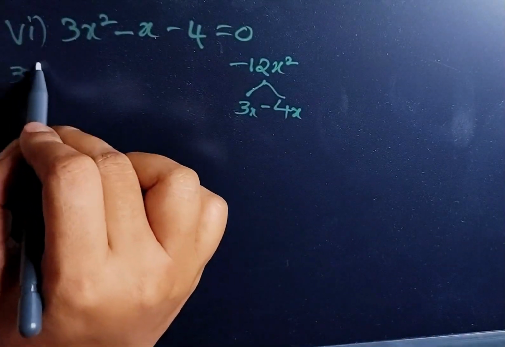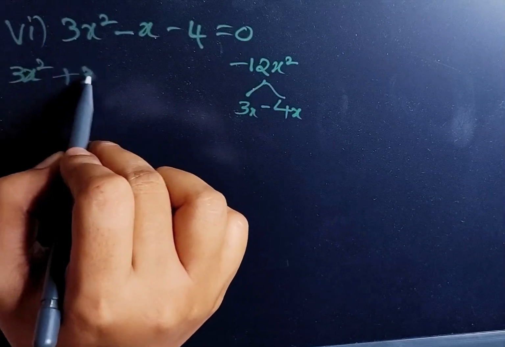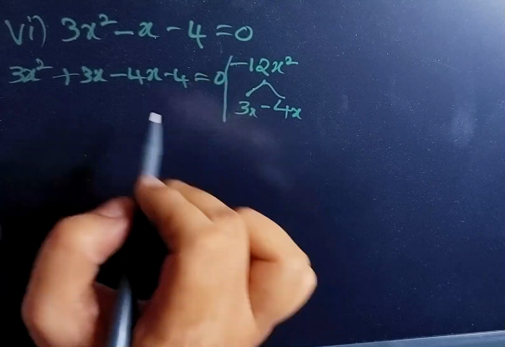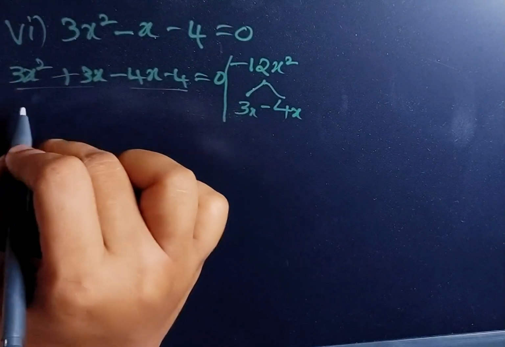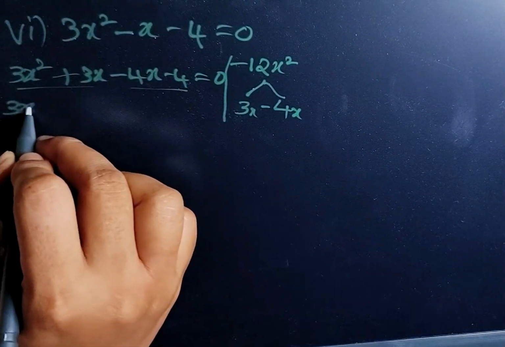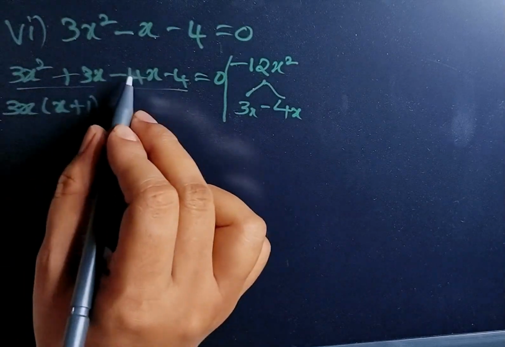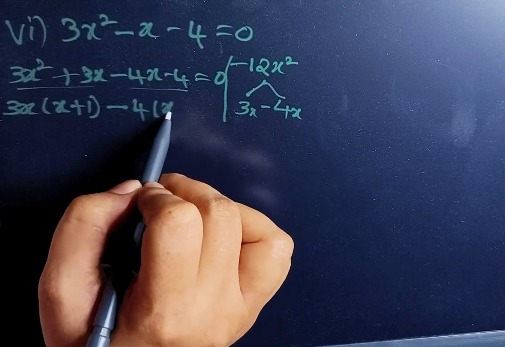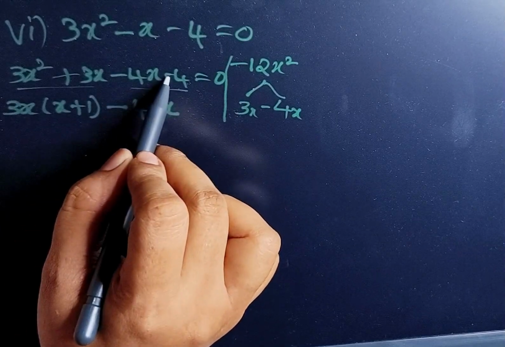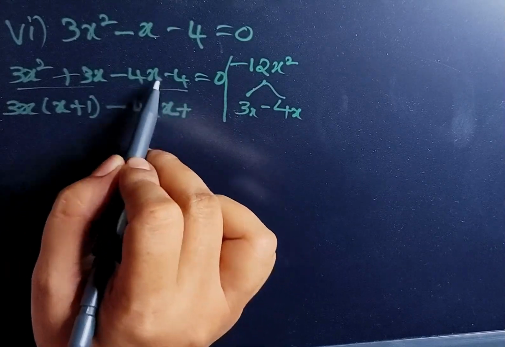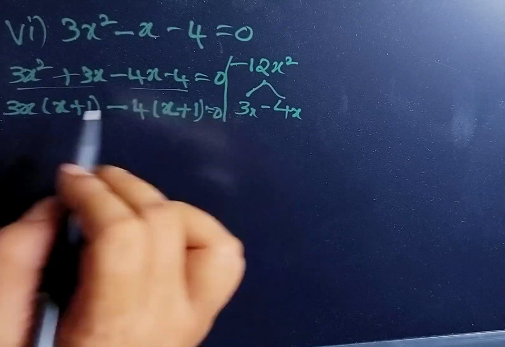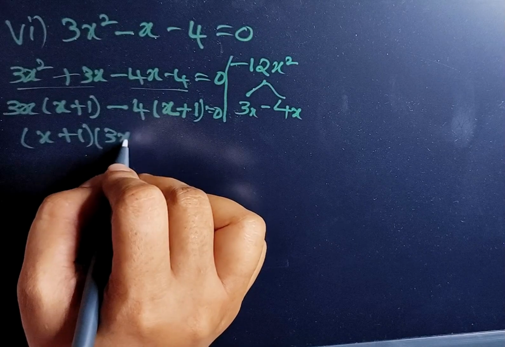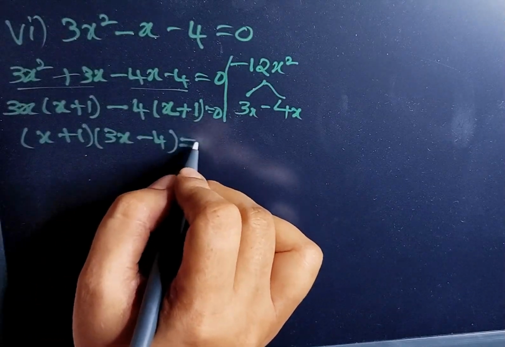So replacing the middle term, 3x square plus 3x minus 4x minus 4 equal to 0. Now combining these two terms and these two terms separately, taking 3x as common, we have x plus 1. Here both terms are minus, so we can take minus 4 as common, so we'll get x. Since here we have minus into plus will be minus. Since x plus 1 is common, we can take that as common out. So x plus 1 into 3x minus 4 equal to 0.